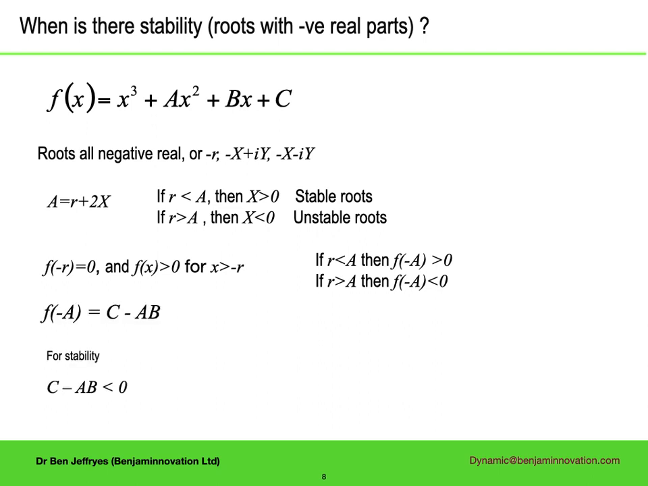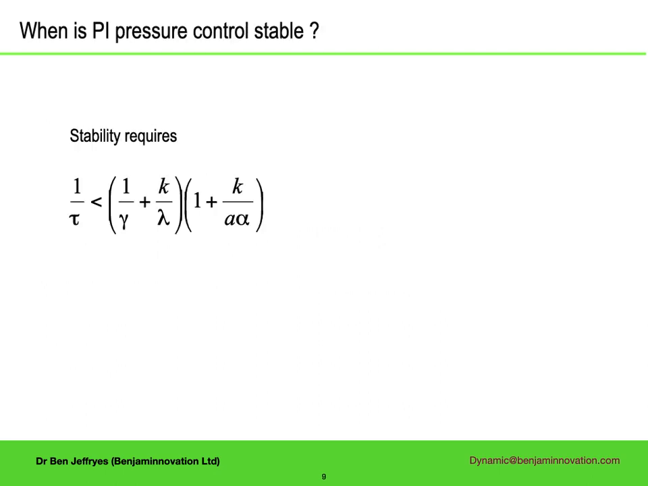f of minus a is equal to c minus ab. So for stability, c minus ab must be less than 0. If we go back to the cubic equation and work out the coefficients, this is the final stability condition.